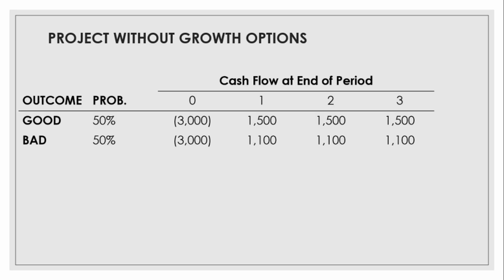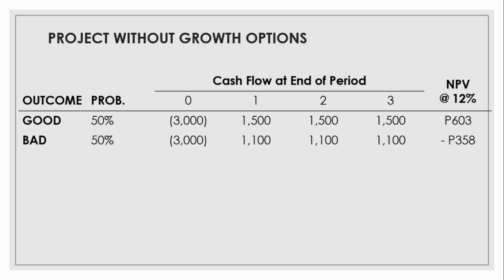So we have two possible outcomes. It could be a good or a bad outcome. Both the good and bad outcomes have an initial outflow of 3,000, followed by 1,515 and 1,500 for the good outcome, and 1,111 and 1,100 for the bad outcome. Both of them have a 50% probability.